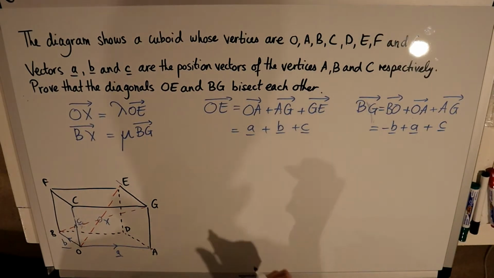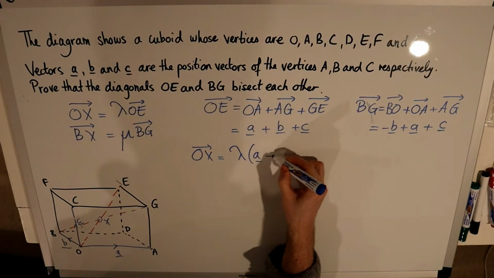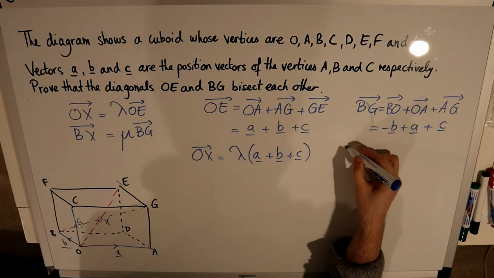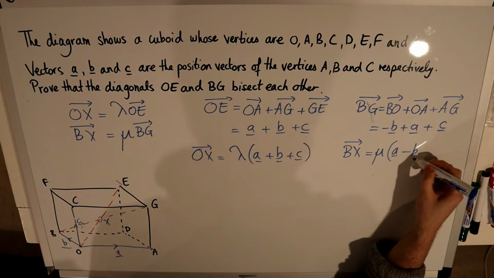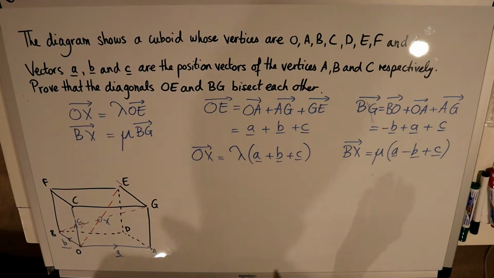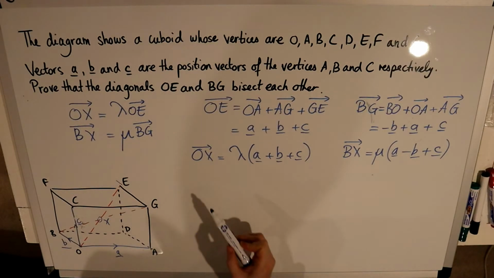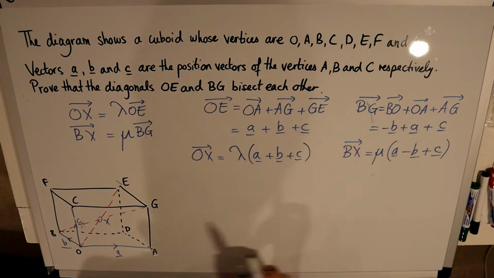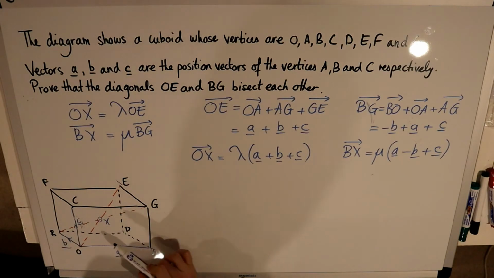Now, this is useful because it allows me to express OX as lambda (a plus b plus c), and BX as mu (minus b plus a plus c). So far I can't really do anything with this, but the reason we do this is we want to be able to express one same vector two different ways. I'm going to choose OX, but I could have chosen BX as well. I want to express this vector going directly from O to X, but also going via the other diagonal.